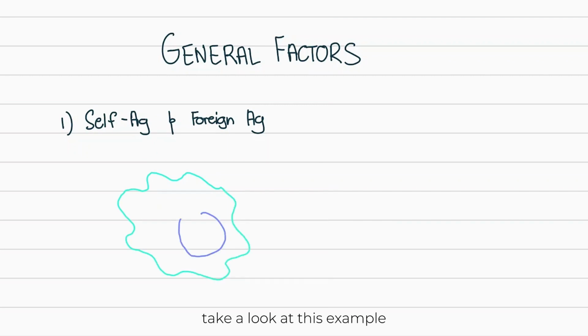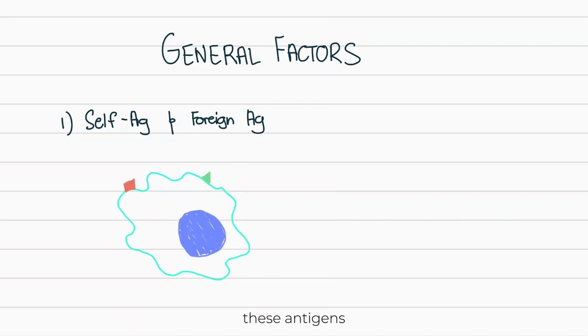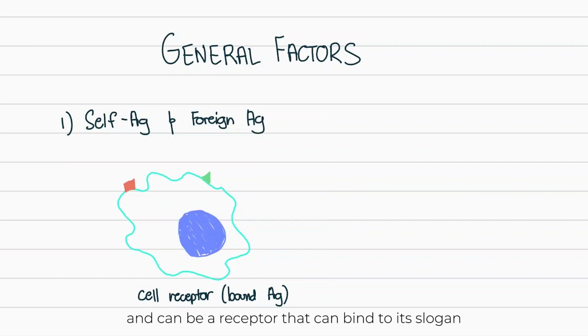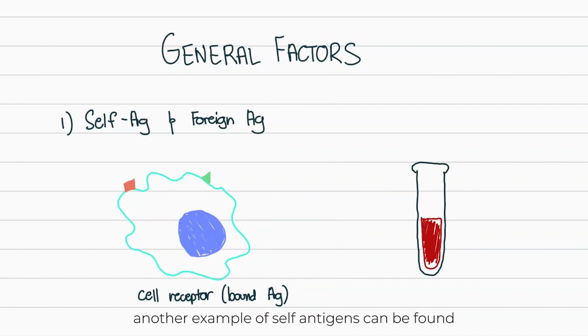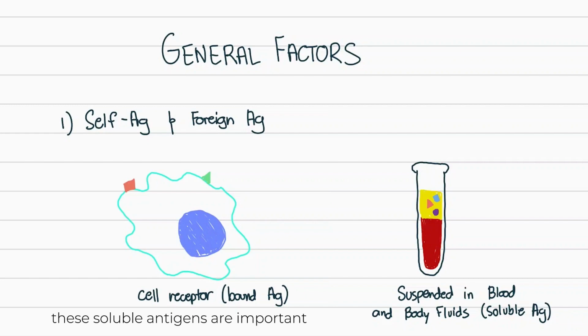Take a look at this example wherein antigens can be found on our cell surfaces. These antigens, which are found on any surface of any particle, are referred to as bound antigens and can be a receptor that can bind to its ligand. This is an important concept to be discussed in agglutination reactions. Another example of self-antigens can be found as substances dissolved within our blood and body fluids, and these are referred to as soluble antigens. These soluble antigens are important to be discussed in precipitation reactions.